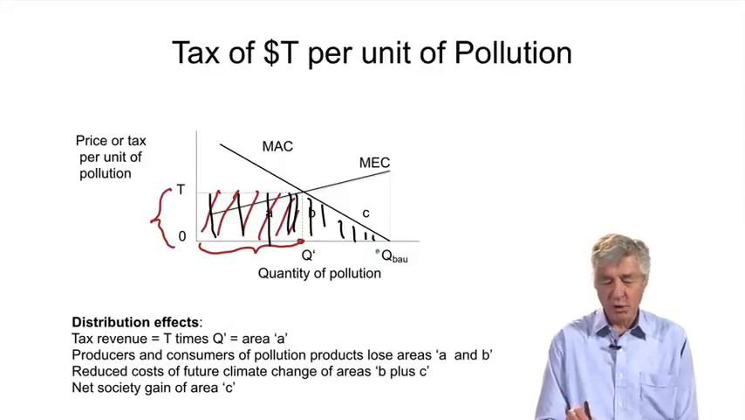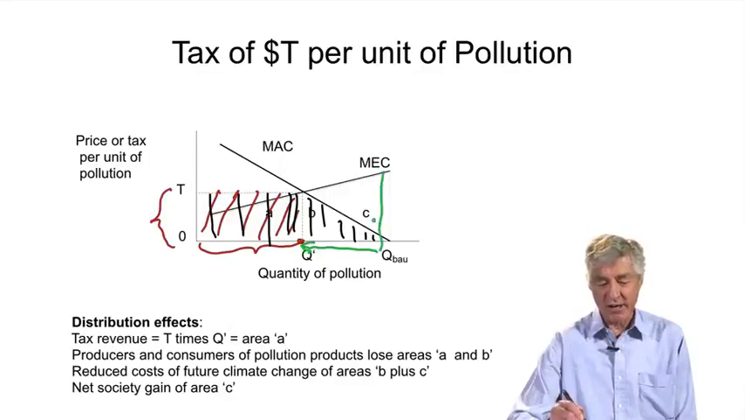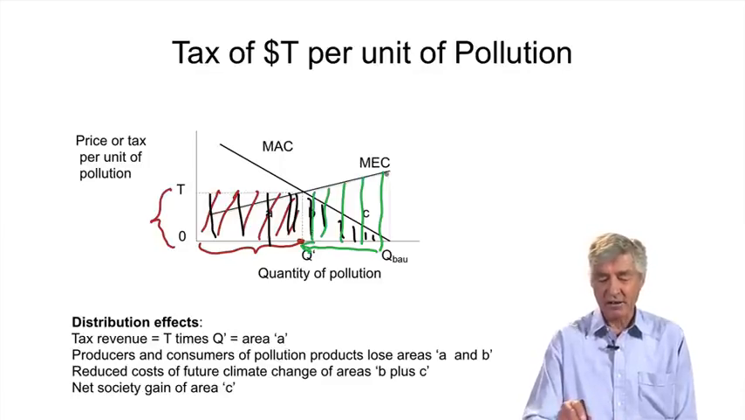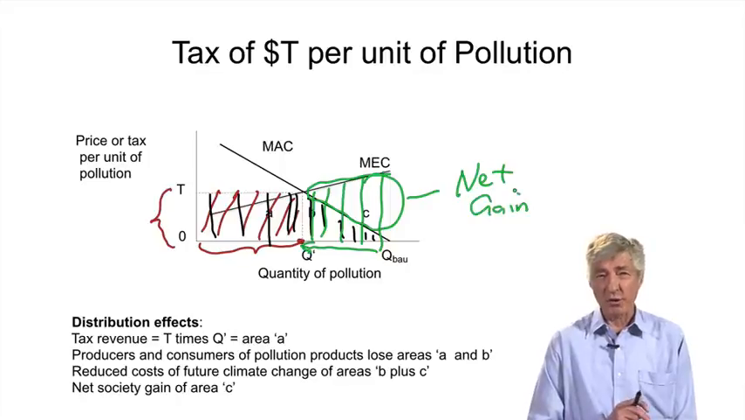But remember, we have reduced pollution from Q business as usual to Q star. That has reduced the amount of build-up of carbon dioxide and other greenhouse gases, reduced the amount of climate change, and so we've saved ourselves this big amount, area B plus C, of less costs of climate change down the track. And it's that area C, if we net all this out, this area C is the net gain. That's why we want to do it.